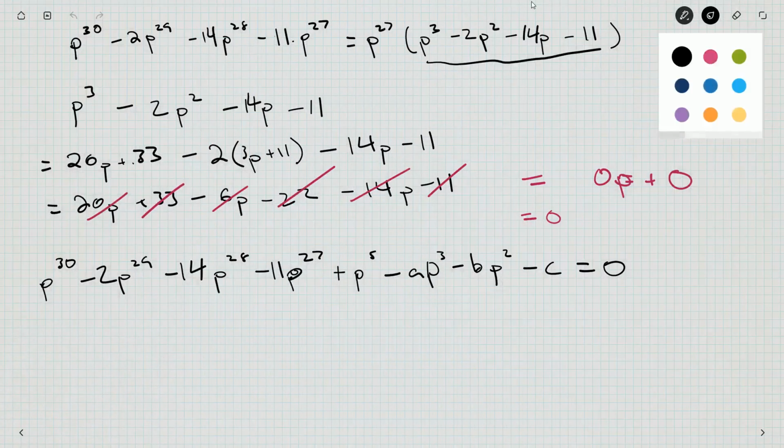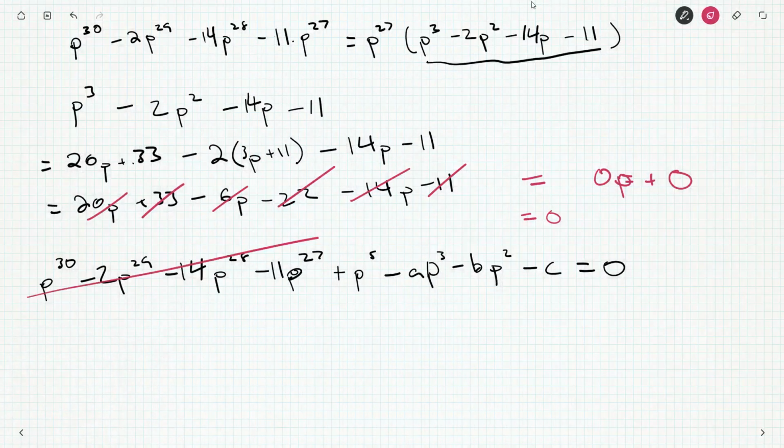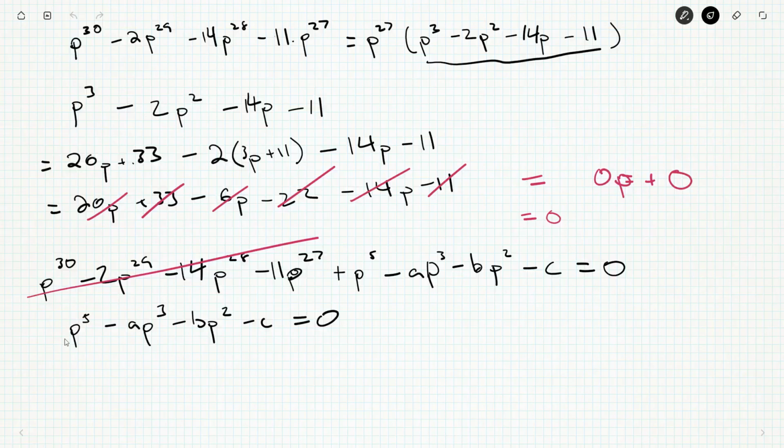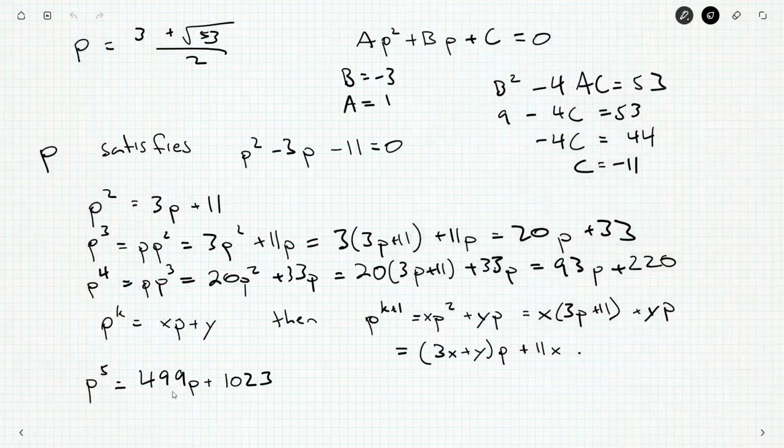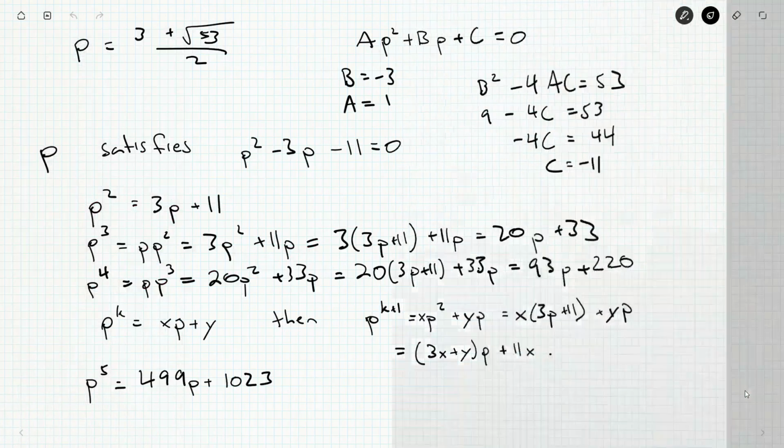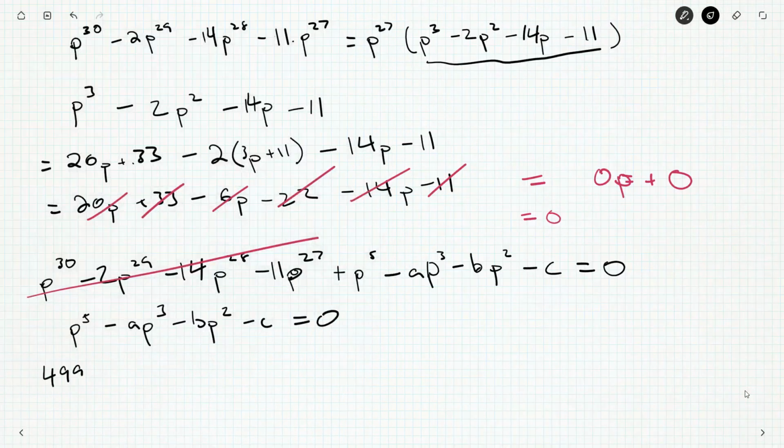So, rather happily, that's gone. And so now this is just p to the 5 minus ap cubed minus bp squared minus c equals 0. And I can do the exact same thing. And I did work out p to the 5, right? Yeah, p to the 5, 499p plus 1023. And this is where it's getting weird. I just am going to have one equation and 3 unknowns, so it's still a little odd. But we'll go with it.